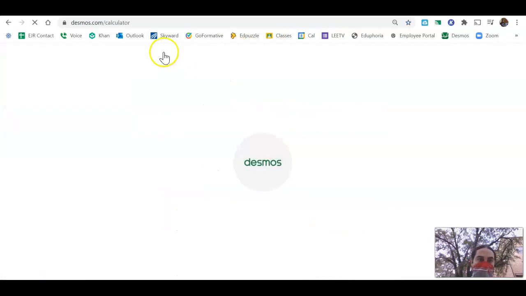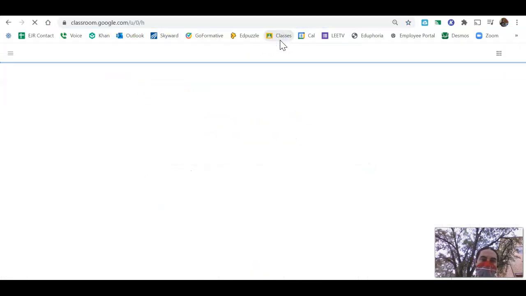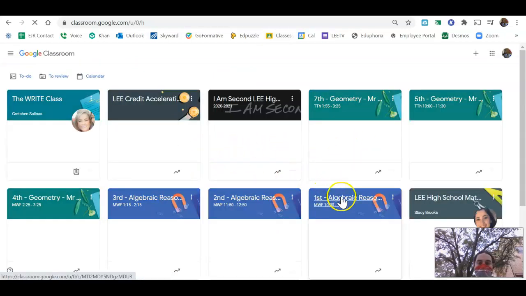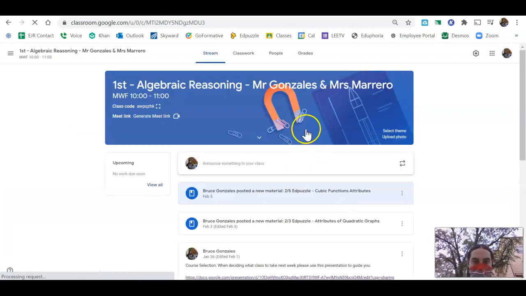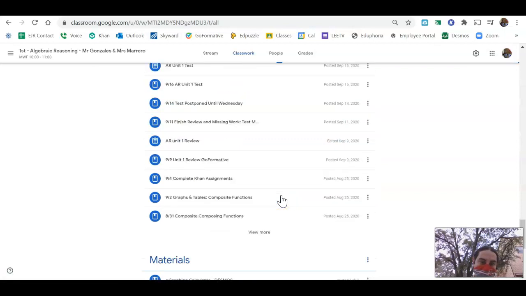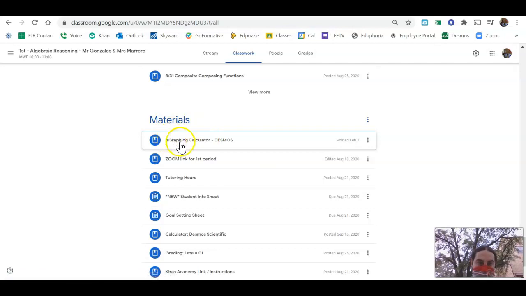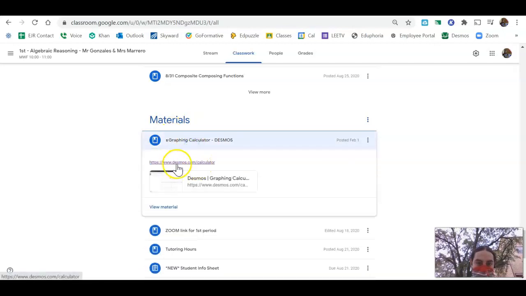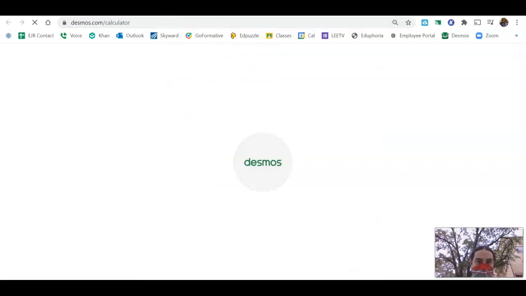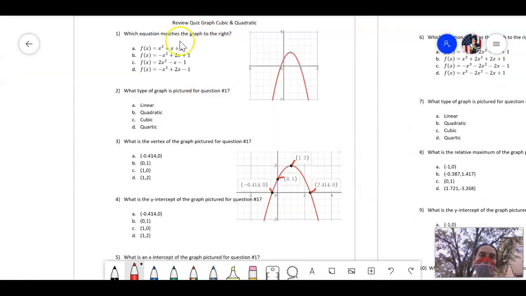Now, if you don't remember how to do that, if you are in our Google Classroom, let's say your first period, you could be first, second, or third, doesn't matter. If you're in first period, go to classwork and scroll all the way down to materials, right there, graphing calculator, Desmos. You can click there or click there. Either way, you get your graphing calculator. So let's say we're at the graphing calculator, and let's look back at our review.